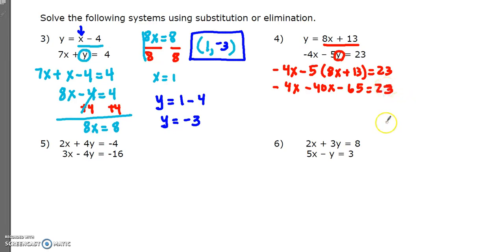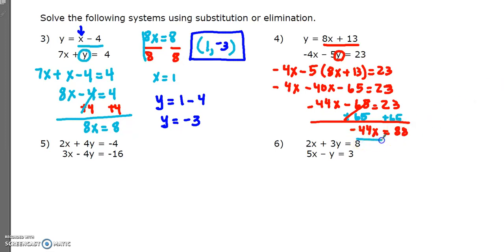Sorry, 23. Combine your like terms, so I have two x values. I've got a negative 4x minus 40x, so I have a negative 44x minus 65 equals 23. I need to add 65 to both sides of my equation. That's gone. It leaves a negative 44x equals 88.